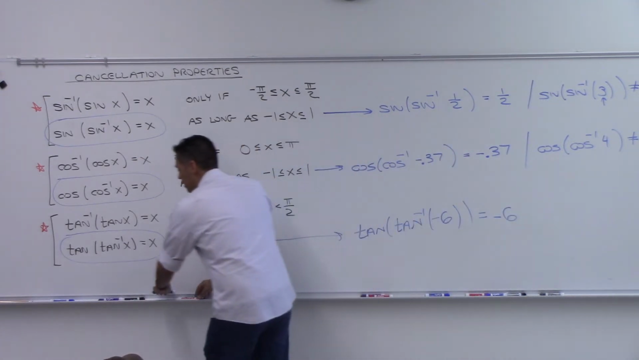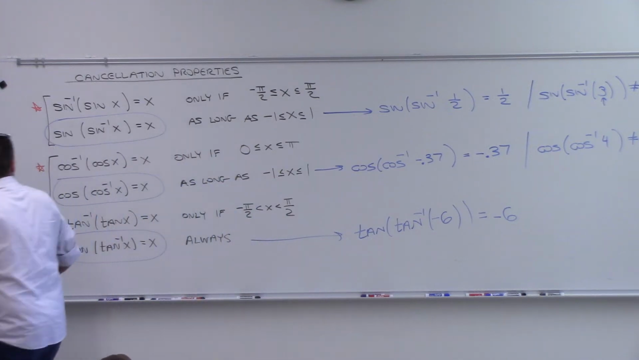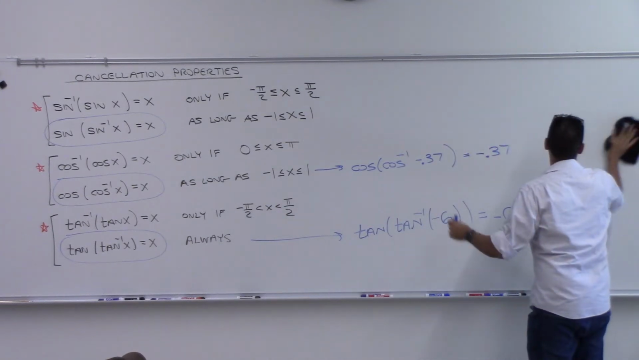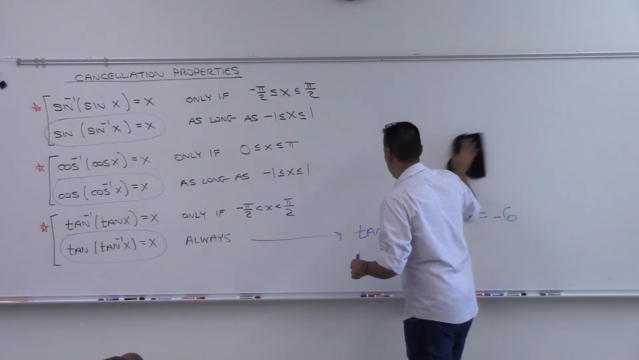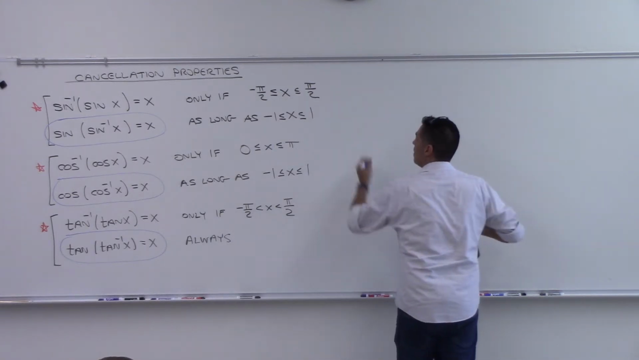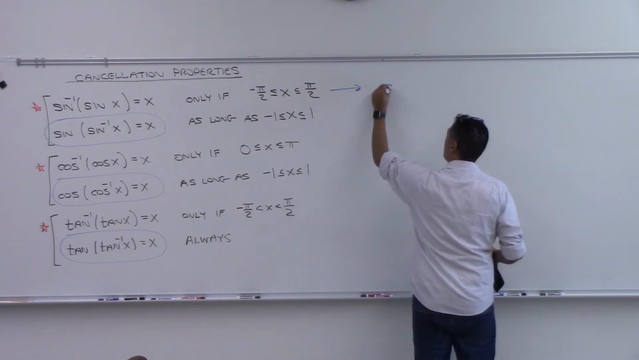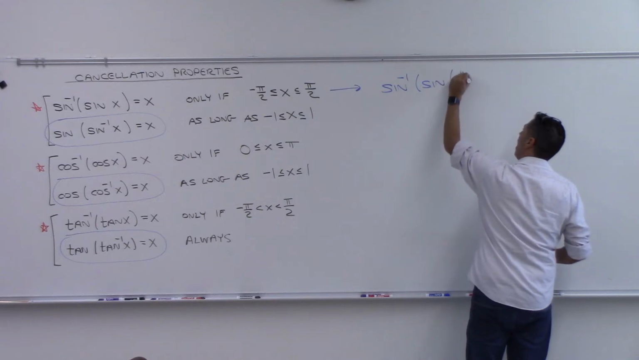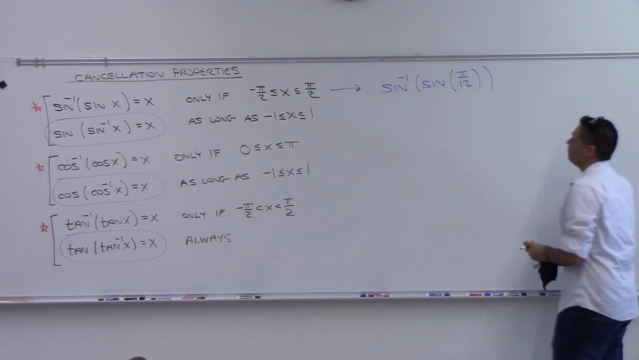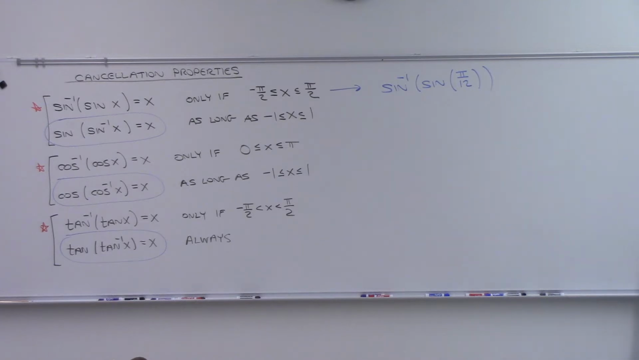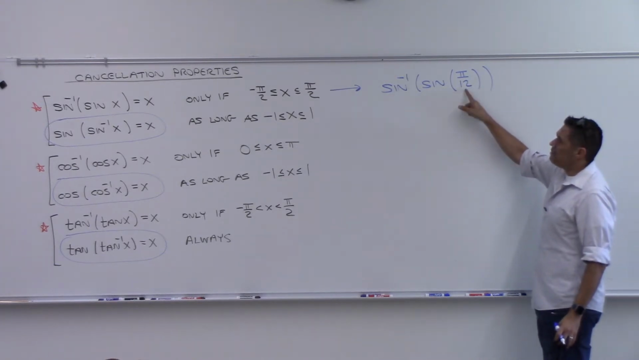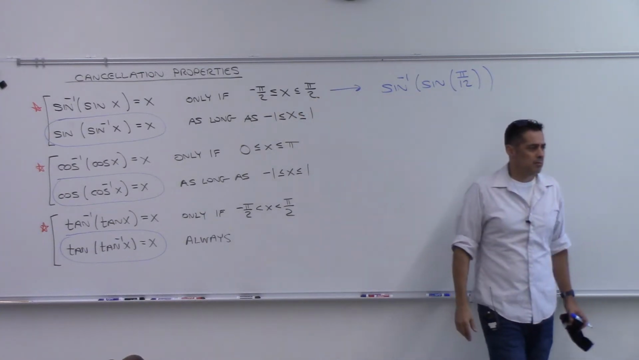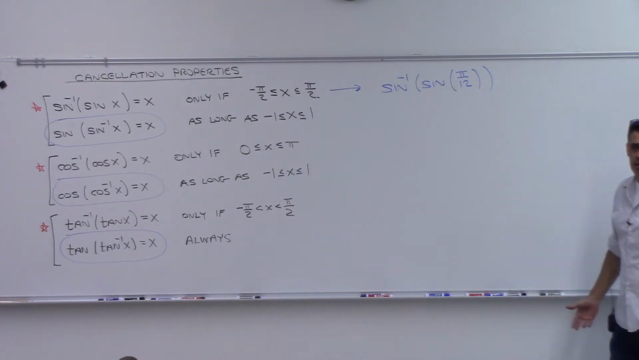All right, so I want to give you an example of that. Let me erase this over here. I'm going to give you 2 examples of the top one, and we did this last time. I'm just trying to make sure we're all okay with it. First one, sine inverse is on the outside. Sine inverse of sine of pi over 12. So for this, I just have to make sure that pi over 12 is between -pi over 2 and pi over 2. What do you think? Is it? Yeah, it is, right?